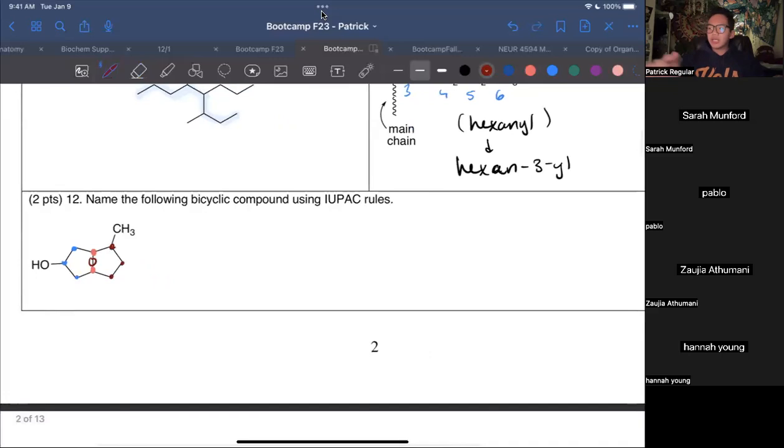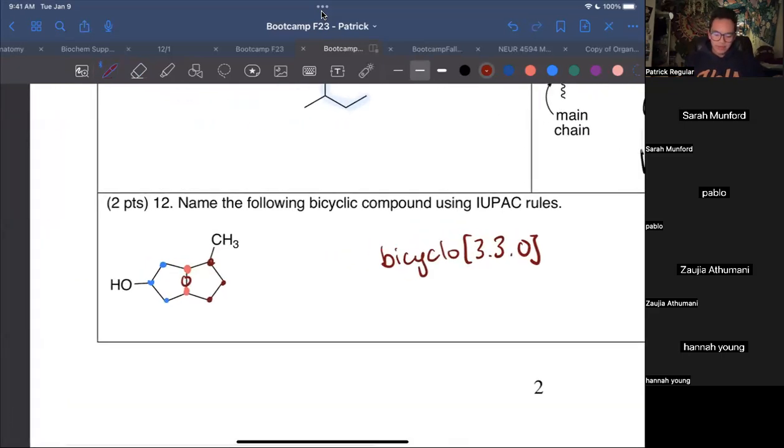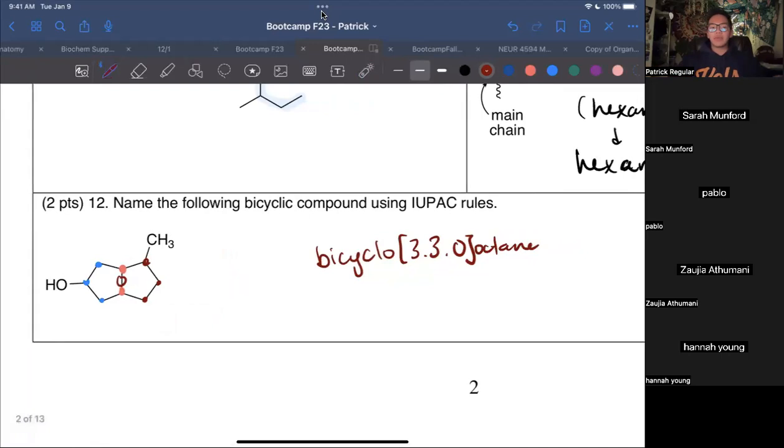So our parent chain would be bicyclo 3.3.0, because again, those are the number of carbons between each bridgehead. Now let's count it. We have 1, 2, 3, 4, 5, 6, 7, 8. Be an octane, bicyclooctane. This is our parent. Now let's identify the branches.